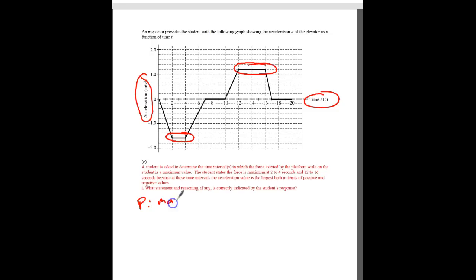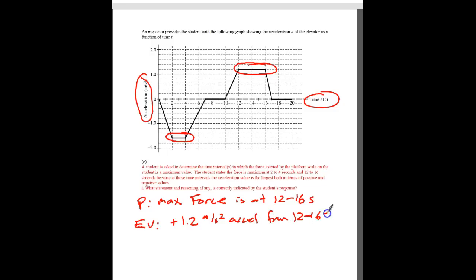And so we're going to say the max force is at 12 to 16 seconds. Now we actually have to continue with that. So here our evidence is we have a positive 1.2 meter per second squared acceleration from 12 to 16 seconds. So we can just see this is 1.0, 0.2, 4, 6, 8, and 2.0.